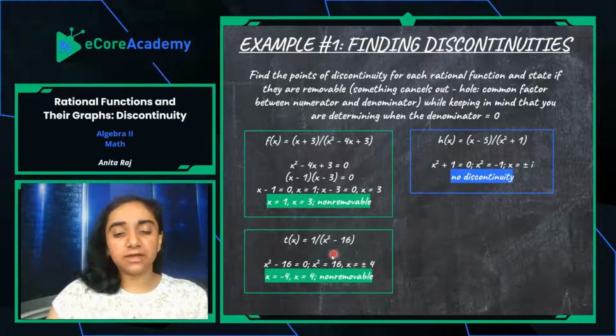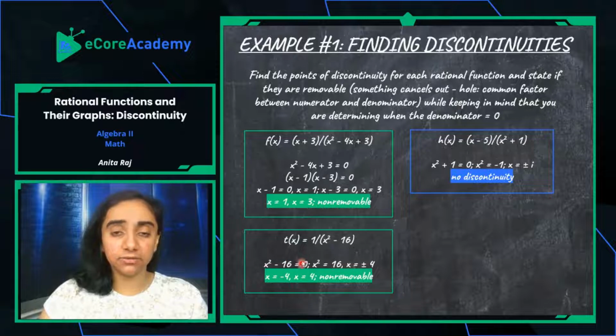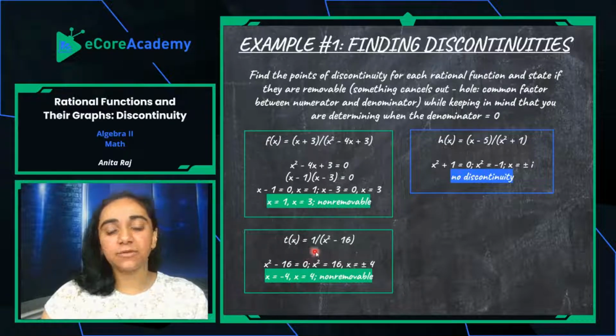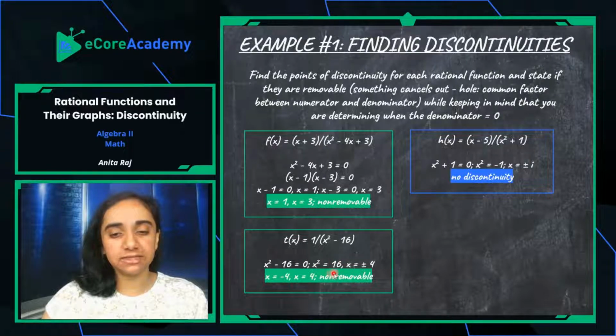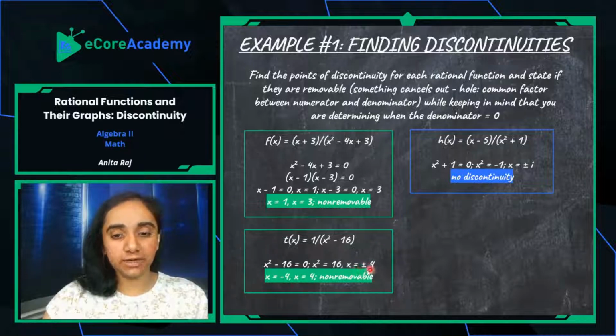Now let's look at t of x equals 1 divided by x squared minus 16. We want to set the denominator equal to 0 first, so x squared minus 16 is equal to 0. Then we're going to add 16 to both sides to get x squared by itself, so we get x squared equals 16. Then we're going to square root both sides, and when you square root 16, you get 4, but you have to take the principal or positive root and the negative root. So we get x is equal to positive or negative 4.